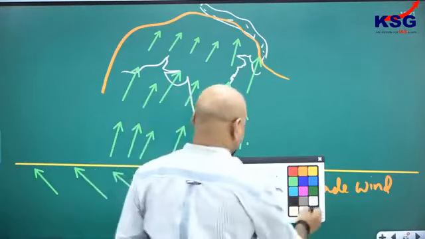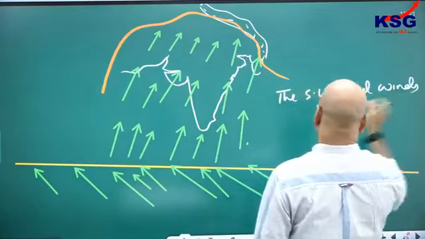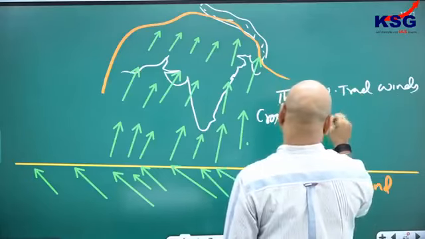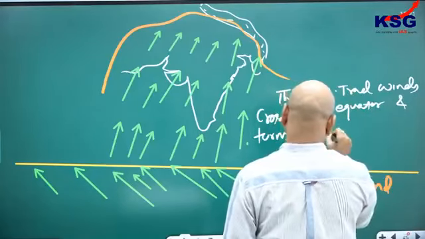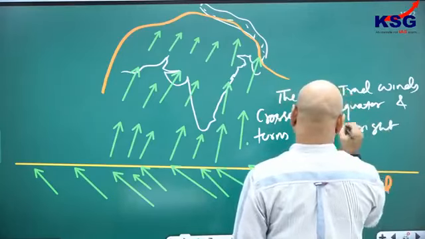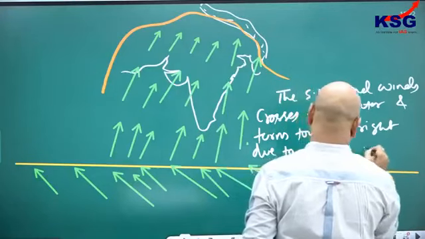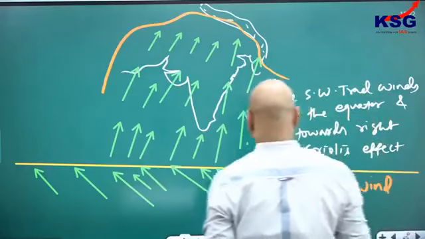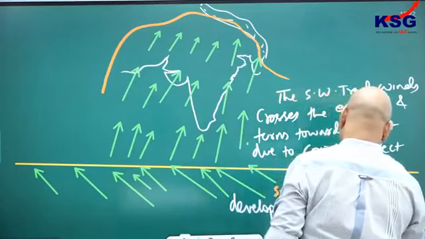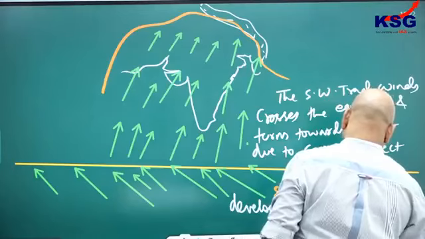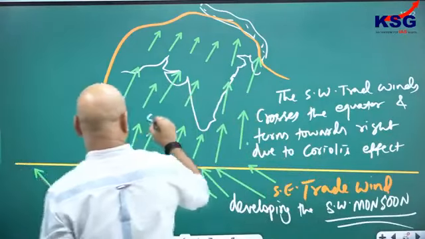So note down here, the southeast trade winds cross the equator and turn towards the right due to Coriolis effect, developing the southwest monsoon. ये हो गया आपका साउथ वेस्ट मानसून.